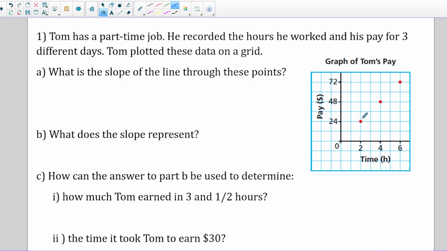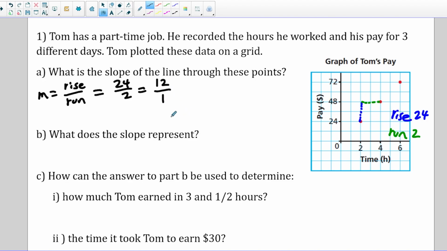So once again, all I'm going to do is figure out the rise and the run here. So we're moving from 24 to 48. That is 24 units that we moved up, or rather $24. So the rise is 24. And then we can see as we go from this line to this line, we're actually moving across 2. So our run is going to be 2. So our slope, m, is equal to rise over run, which is equal to 24 over 2. And then we can simplify this to 12 over 1.